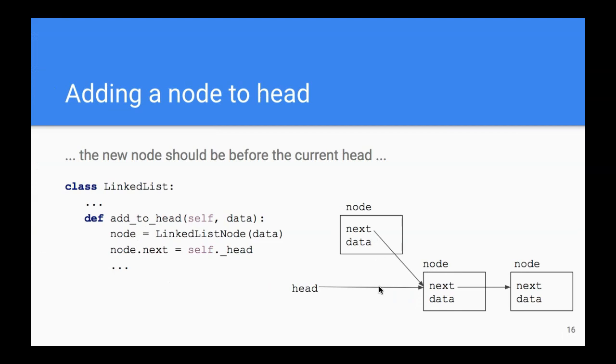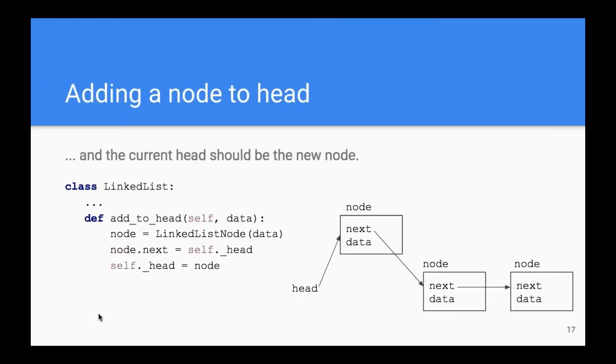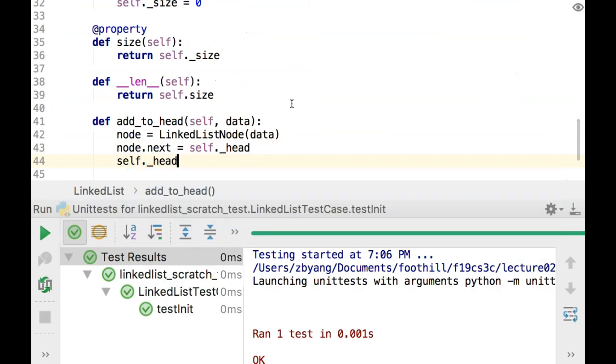Okay, that would be this step here. And then finally, we want the current head to point to the new node, and that would be like that. That means we do self.head equal to the new node, and that's it.